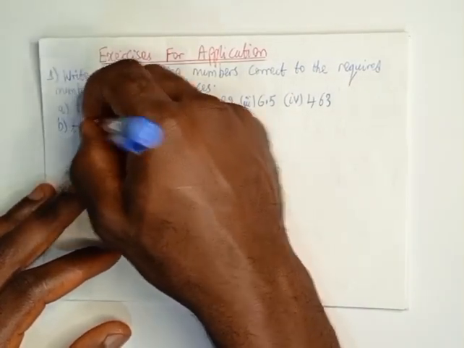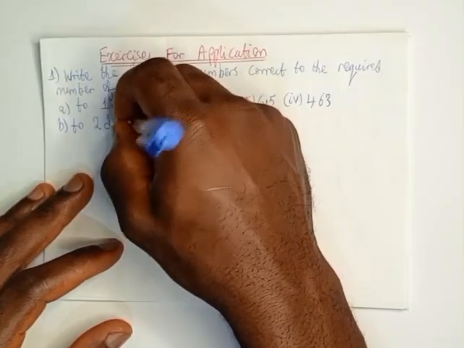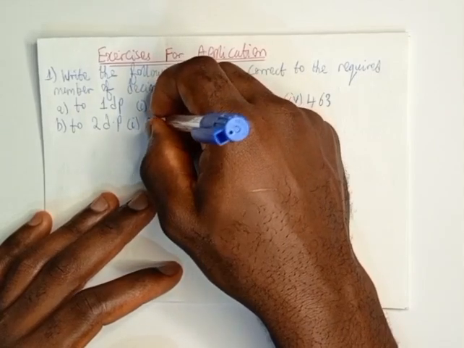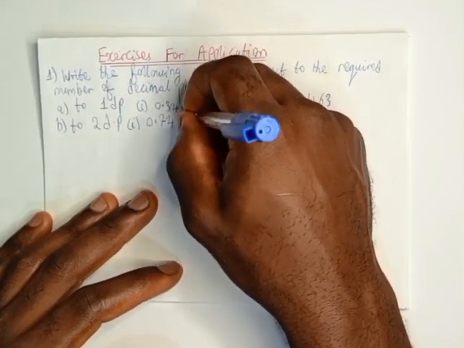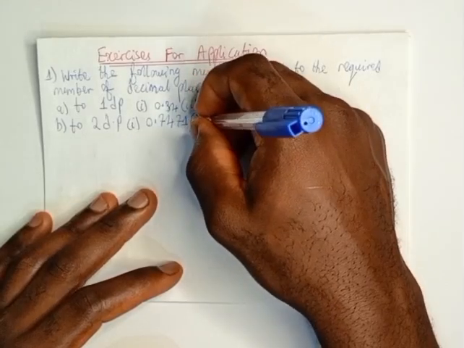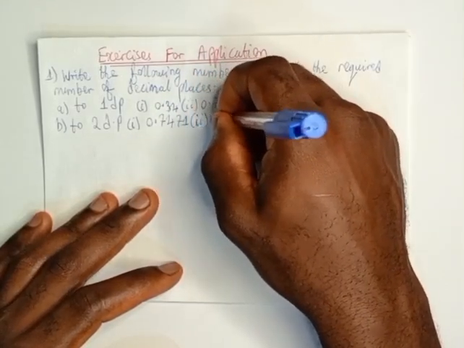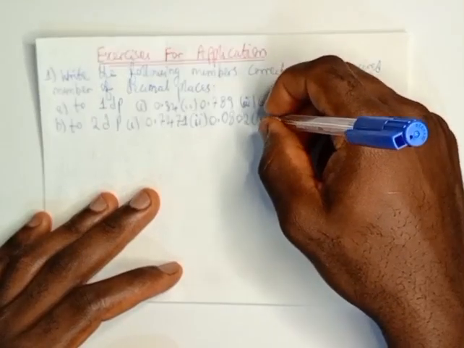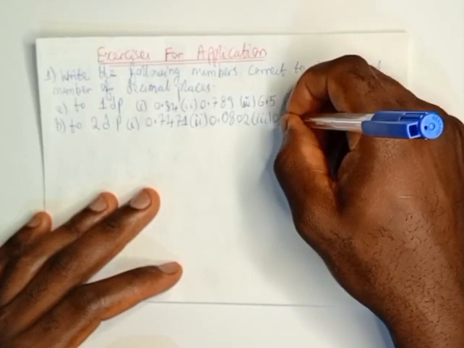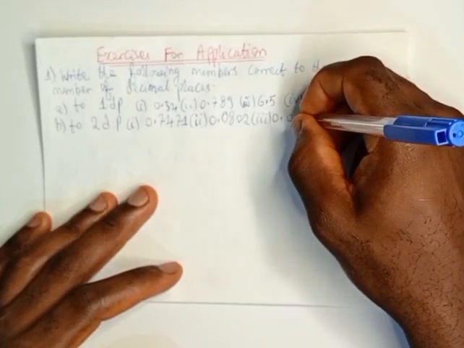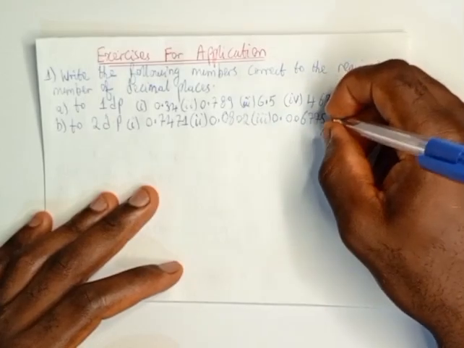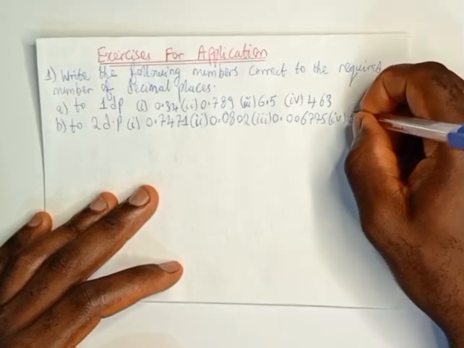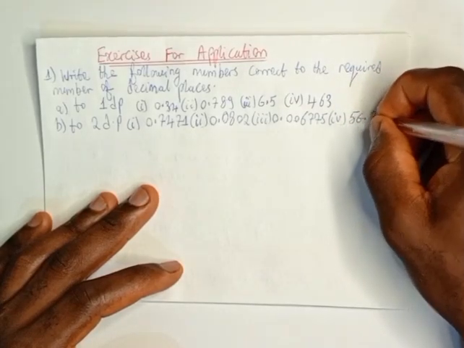We move to question B, to two decimal places. For I we have the number 0.7471. 2I we have the number 0.0802. For 3I we have the number 0.006775. IV we have the number 56.384.